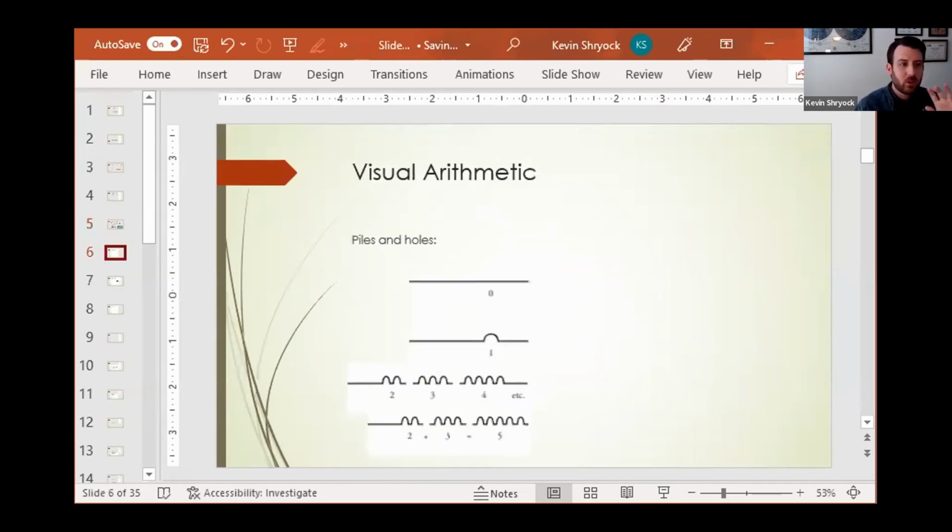We've talked a few different models. We've got the piles and holes idea, right? So we've got piles that represent positive numbers, our natural numbers, our counting numbers, and then we talked about holes, how that can be thought of as our opposite.